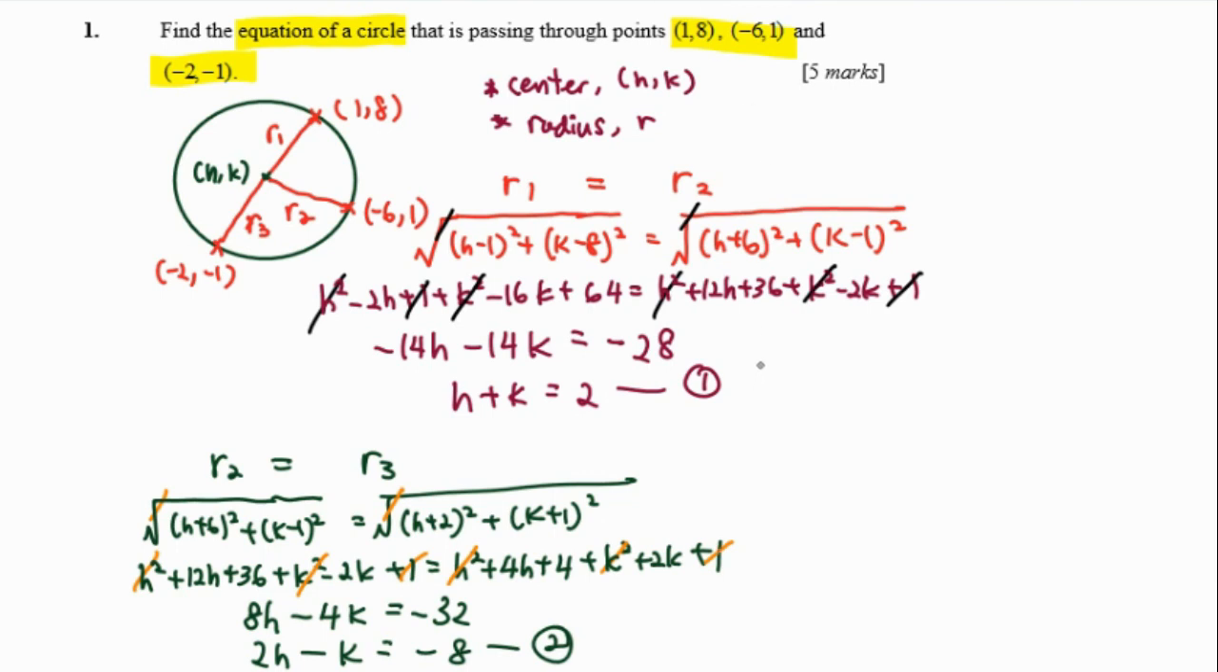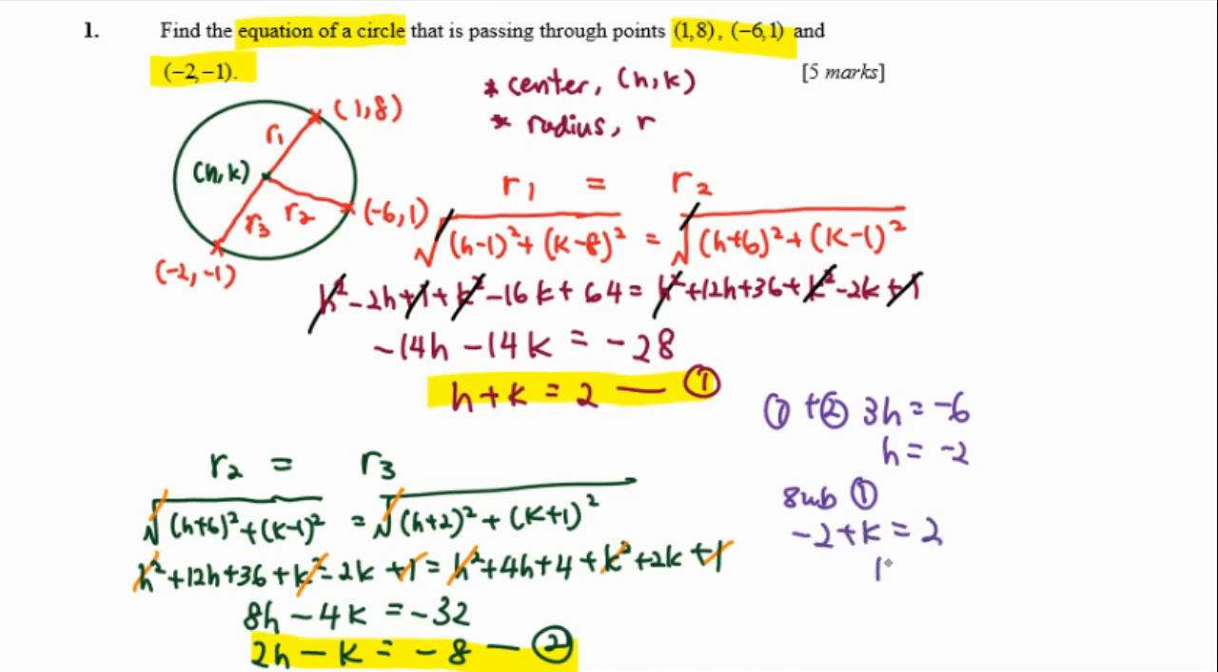Now we are going to solve our two simultaneous equations, where the first equation is this, and the second equation is this. We are going to eliminate the value of k by using 1 plus 2. So I will get 3h equals negative 6, so the coordinate h of my center is negative 2. Then we substitute it into equation 1 to find the coordinate k. So k will be equal to 4. Therefore our center will be (-2, 4). So our focus to find the center is complete.